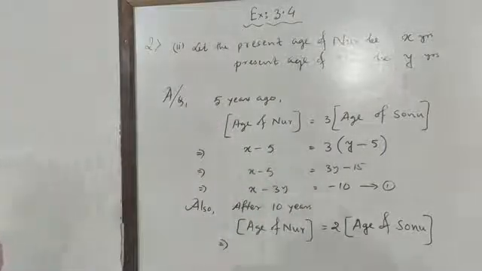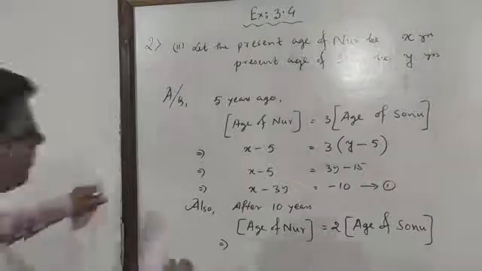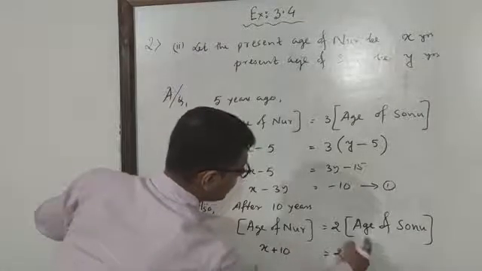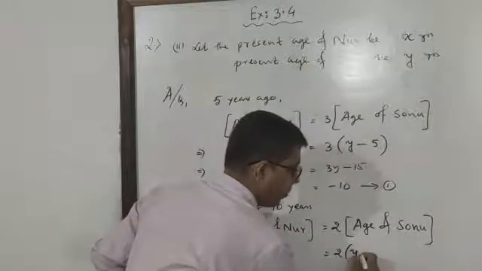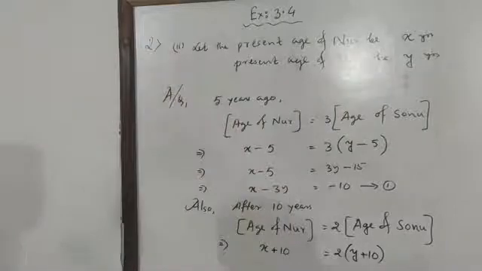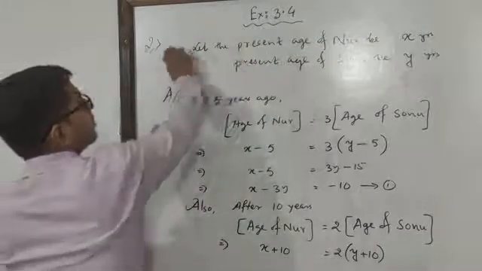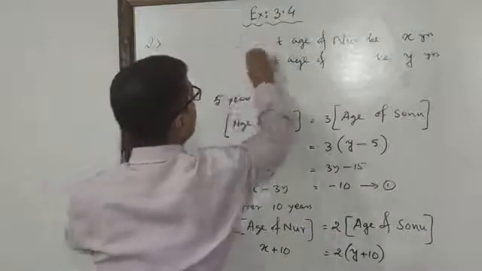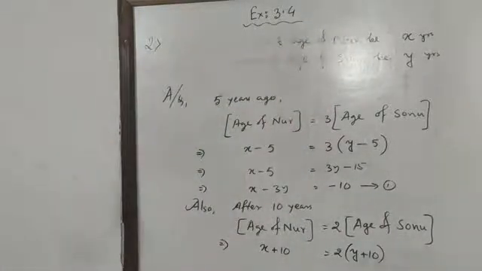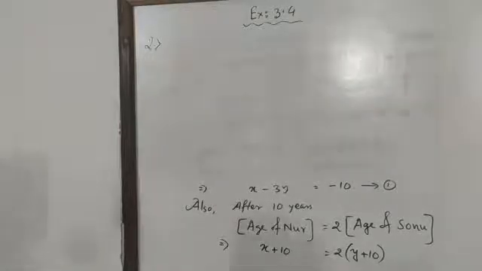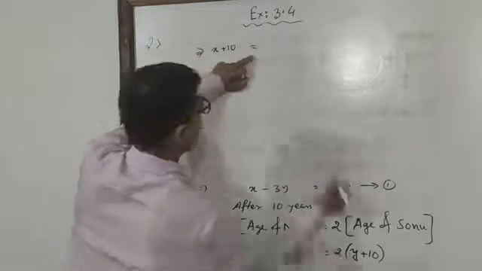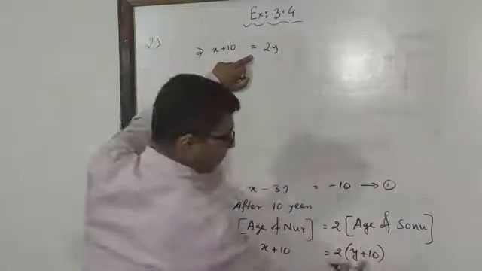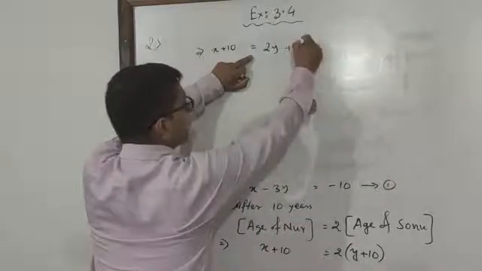The present age of Noor is X years. After 10 years, his age will be X plus 10. So it will be X plus 10, 2 times the age of Sonu. The present age of Sonu is Y years. After 10 years, his age will be Y plus 10. Is that okay? So if you multiply 2 times Y plus 10, you can pause the video and write it. X plus 10 is equal to 2 times Y plus 2 into 10, that is 20.